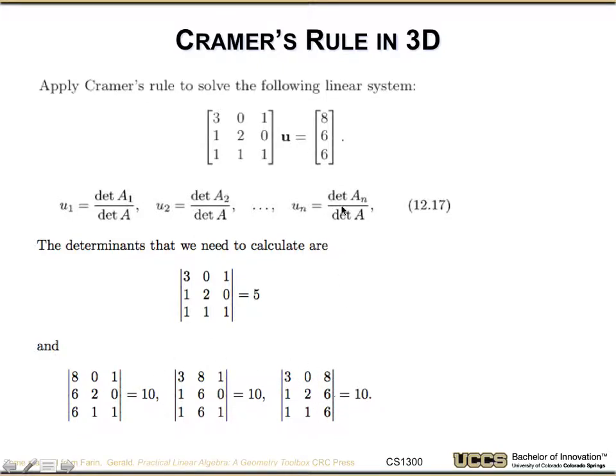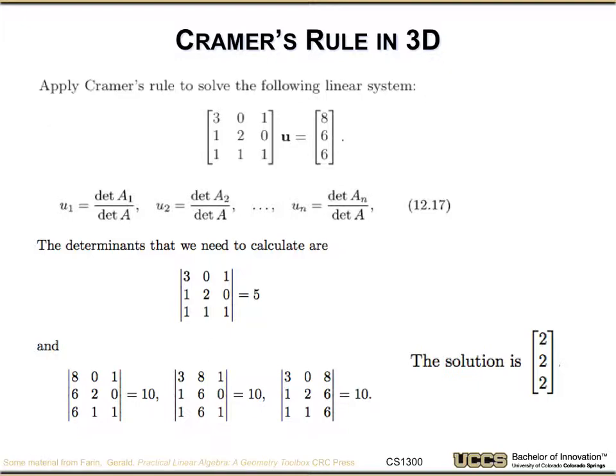And then for the third, A3, I take the last column and I replace it with the right-hand side, and I get this matrix, which again just happens to have a determinant of 10. So the solution for this problem is 2, 2, 2, because it's 10 divided by 5, 10 divided by 5, 10 divided by 5 for each of the items. So that's Cramer's rule in 3D.